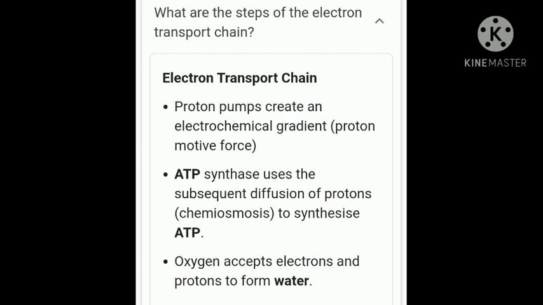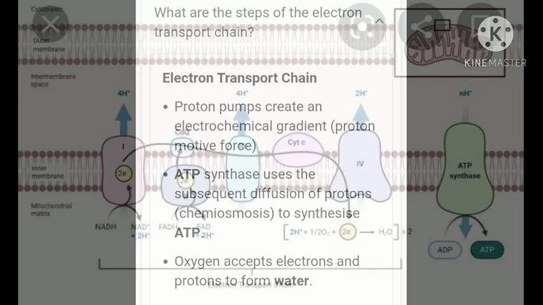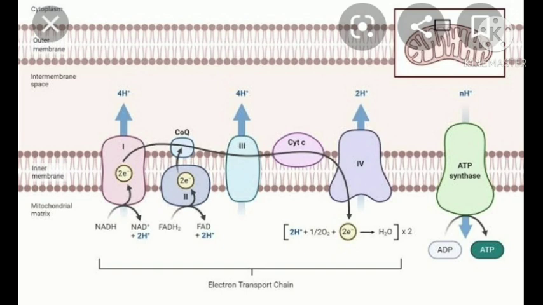Net gain of ATP molecules during glycolysis, 6 ATP. In prokaryotes, the total net gain of ATP molecules produced by the oxidative breakdown of glucose is 8 plus 30, 38 ATP.